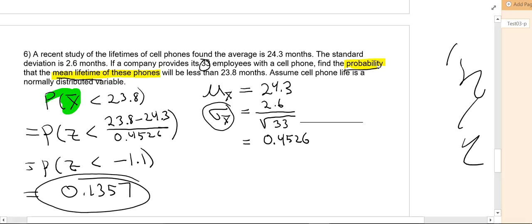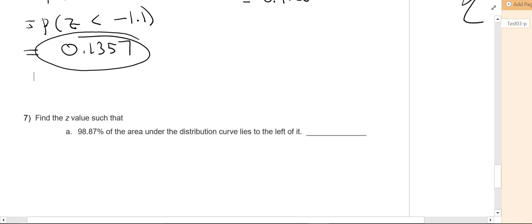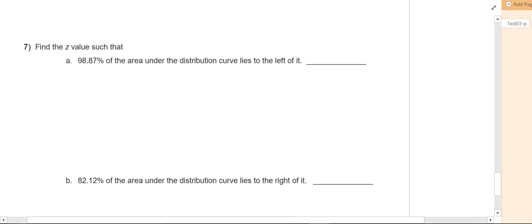There's my answer. Now, for the last two problems, I really didn't work these in class with you, and these are going to be extra credit on your test, okay? So what do I mean by this? Well, the table you've been working in one direction, meaning you were given a number and you wanted to find the associated probabilities. Now you're going to be given a probability and you want to find the associated number.